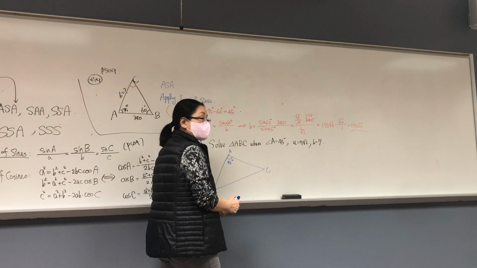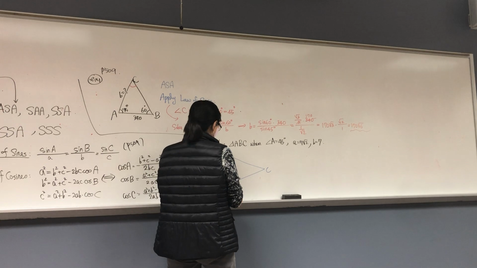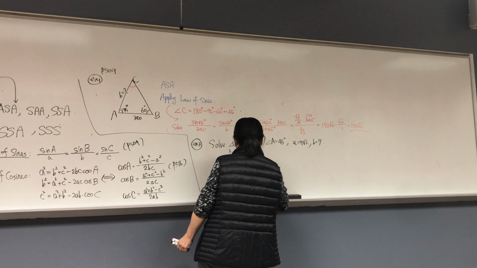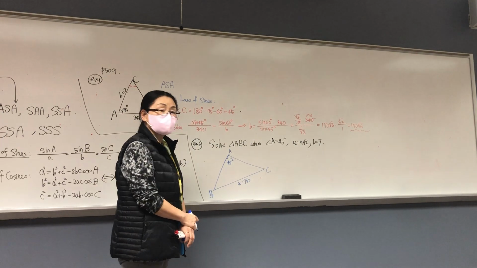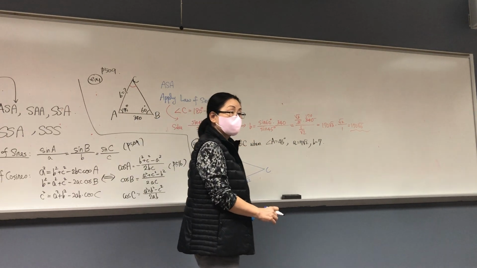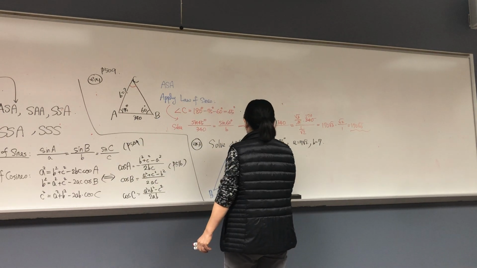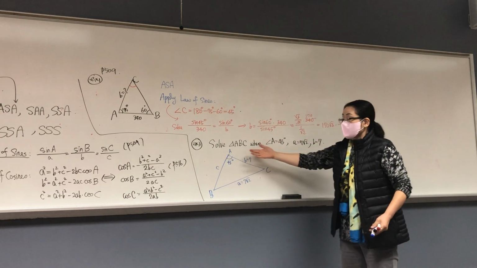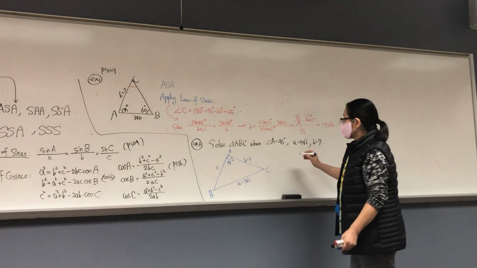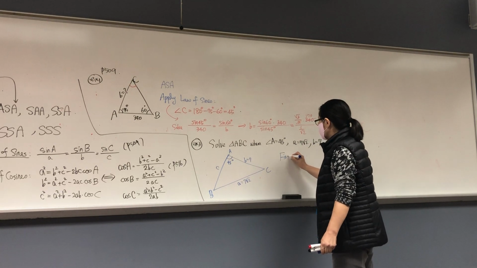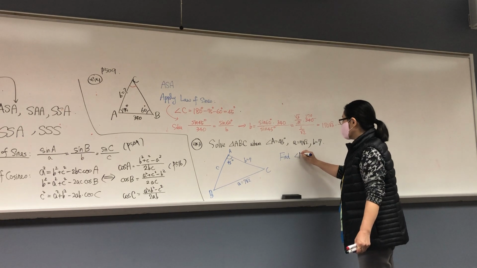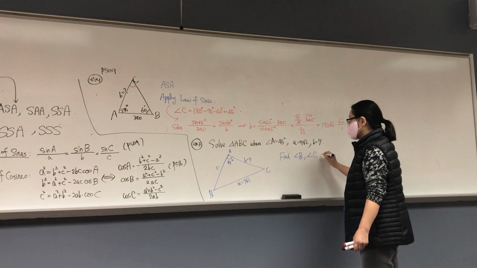It's across from the big A, between B and C. So this is a, it is 7 square root 2. Where is b? In front of the angle B. So b is 7. And then this one will be C. So what do you mean by solve? What do you need to find? The angles B and C. And what else do you need?